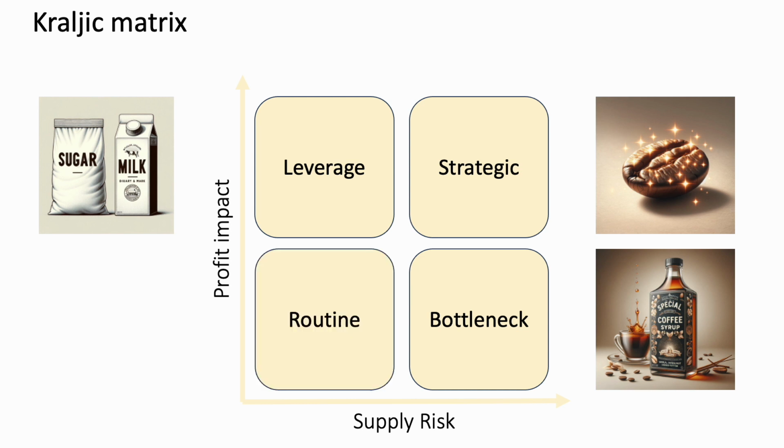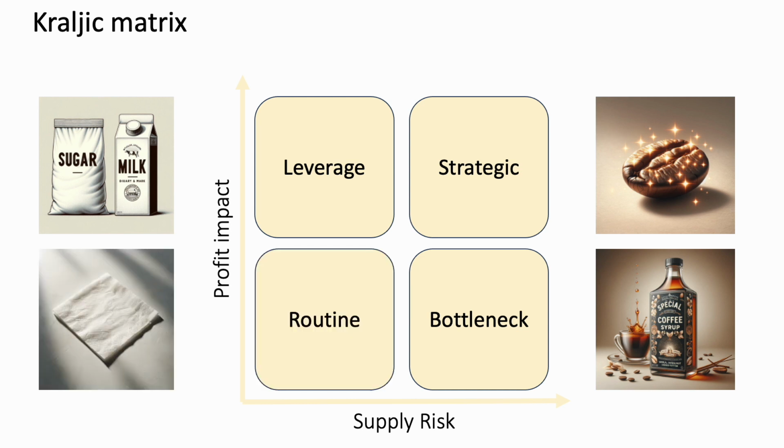Routine items. Everyday items like napkins or cleaning supplies are categorized here. They have a low profit impact and low supply risk. Streamlining the procurement process for these items through tactics like bulk purchasing or using procurement cards can save time and resources, allowing you to focus on more critical aspects of your business. This approach helps prioritize your efforts and resources, ensuring that you focus on maintaining the supply of high-impact items while efficiently managing less critical items, ultimately supporting your coffee shop's profitability and operational efficiency.